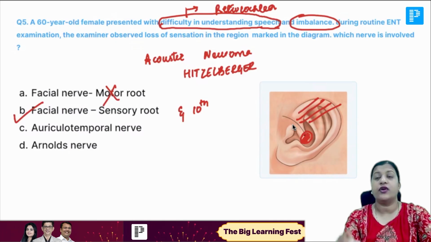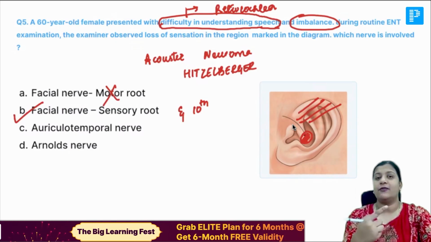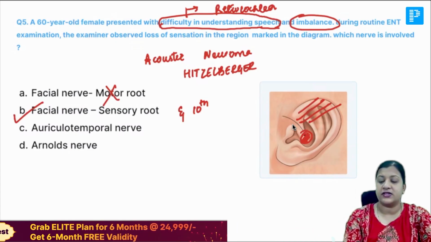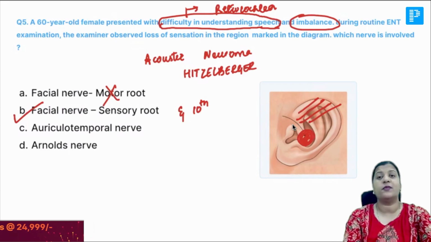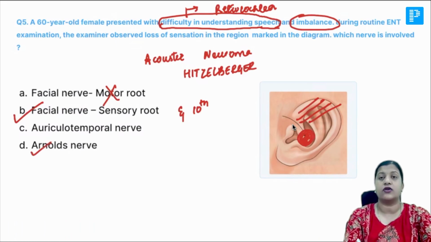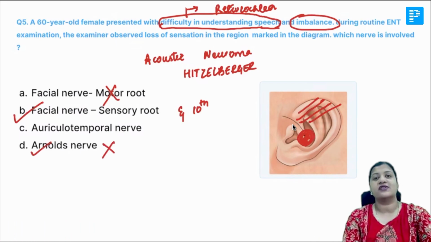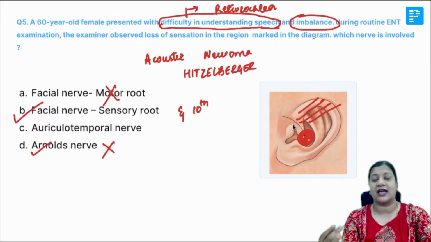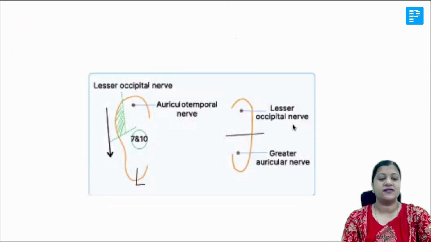But if you have to infer from the question, in the exam you might get confused thinking, an image-based question, region of the concha, both could be the right answers, facial nerve and Arnold's nerve. But why is Arnold's nerve not the given answer? Because we're talking of acoustic neuroma and the Hitselberger sign that is being discussed here. And the answer has to be the facial nerve, sensory root.